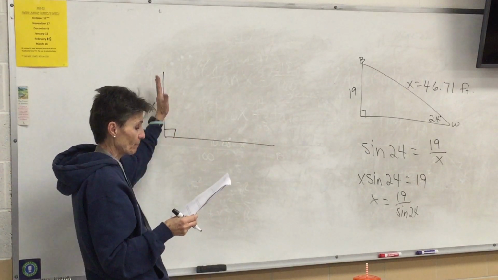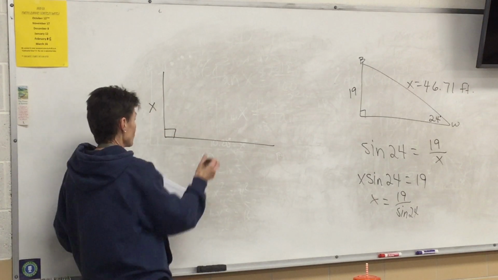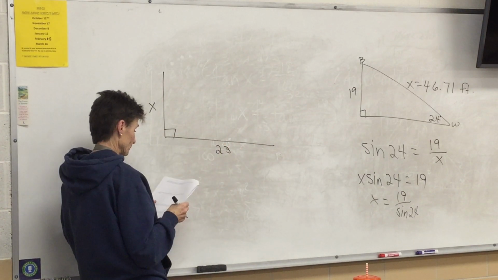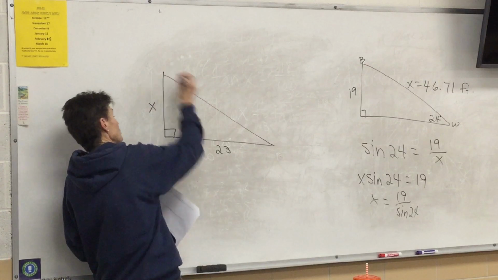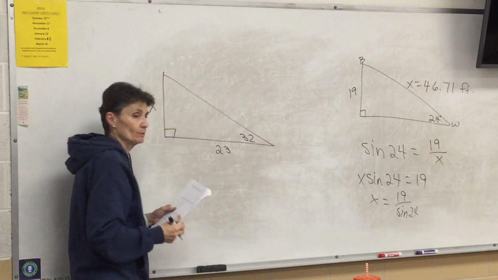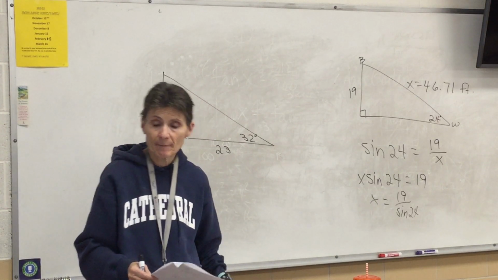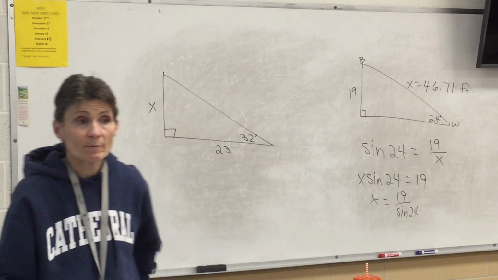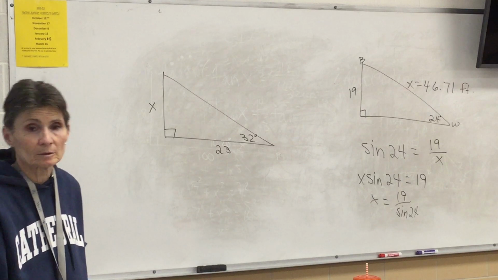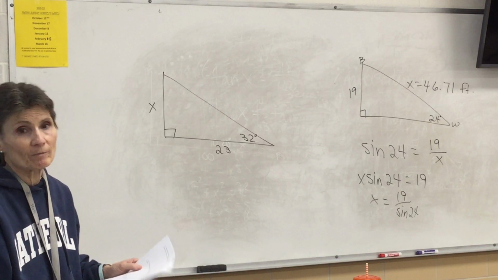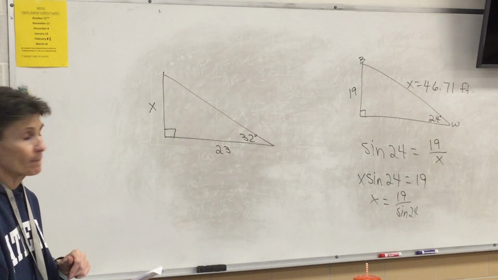How tall is the flagpole that casts a 23-foot shadow when the angle of elevation of the sun is 32 degrees? Take a look at that picture. Does that make sense to you? Remember, shadows are on the ground. So when they say we have a 23-foot shadow, that's got to go on the ground.